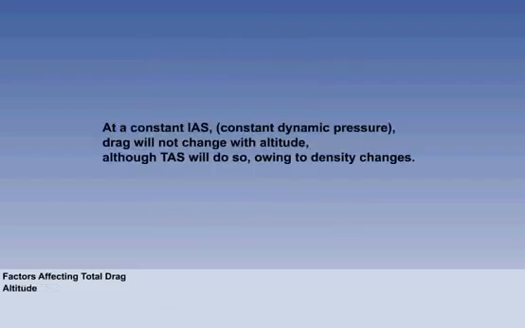Since transport aircraft tend to operate mostly at steady indicated airspeeds, it is relevant to consider variations of drag with IAS. At a constant IAS, dynamic pressure remains constant, so even if altitude is changed, drag will not change, even though TAS will change according to the changes in density with climb or descent.